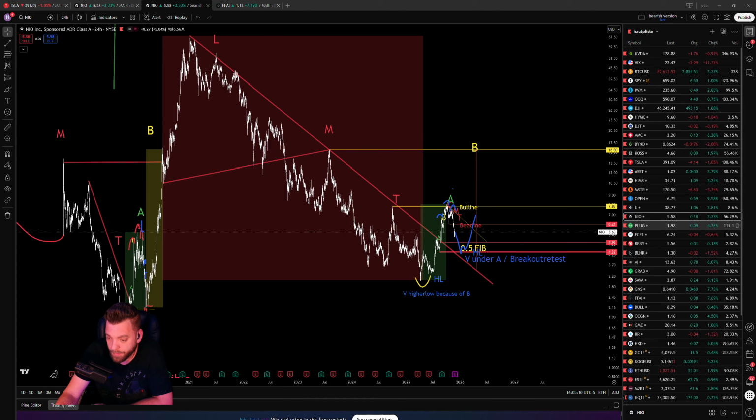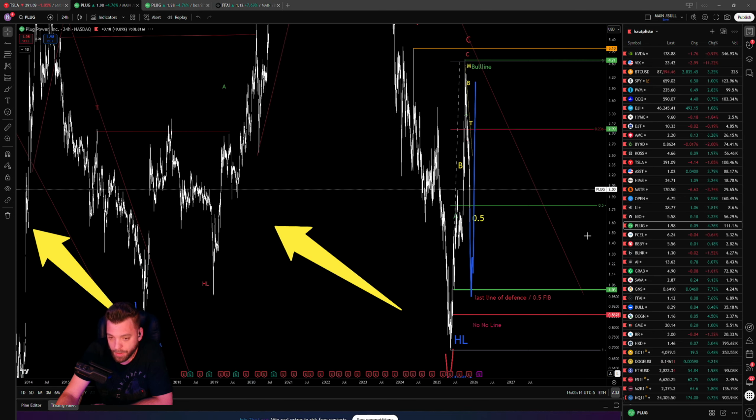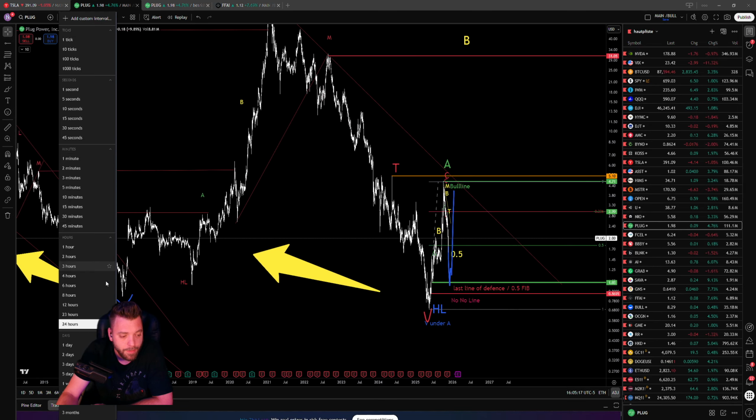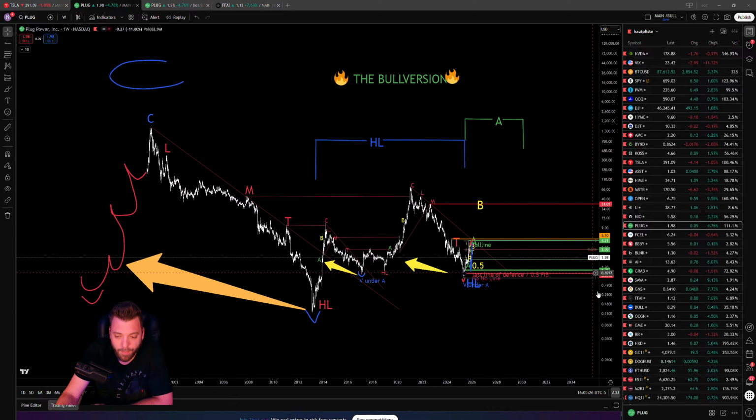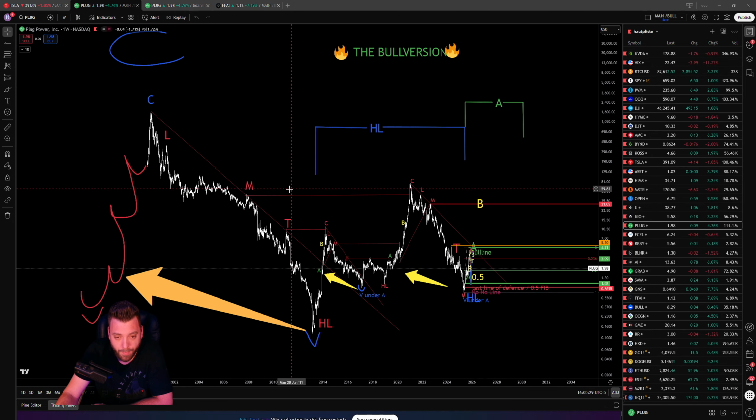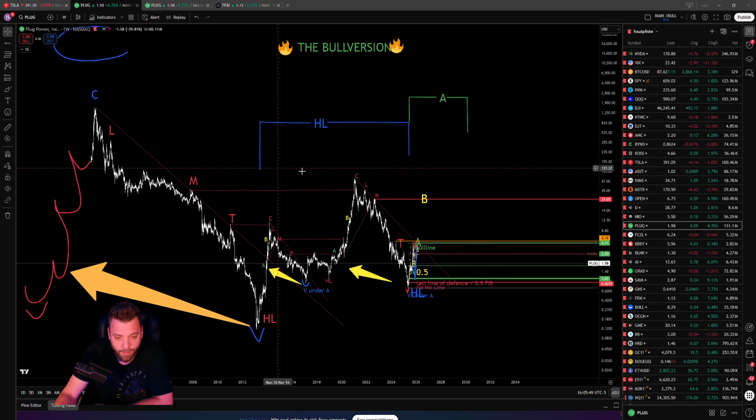Okay. Next one. Plug, bullish and bearish. So, weekly. For Plug, for the bullish version, you're already in part 2. So that means you have here part 1 with invisible data, then C, lower high, midpoint T, V under invisible A, high low. First one finished. This whole thing since 2013 would just be our high low.